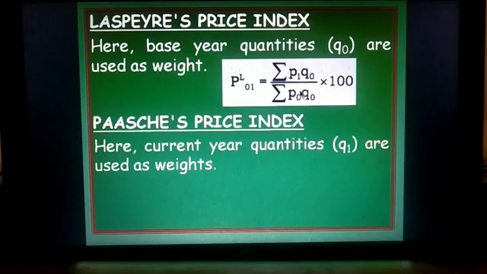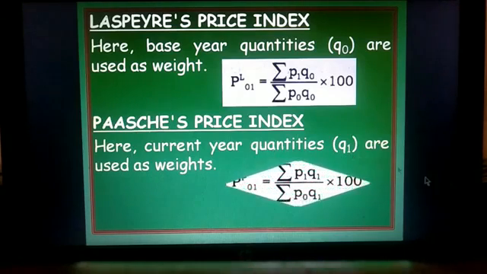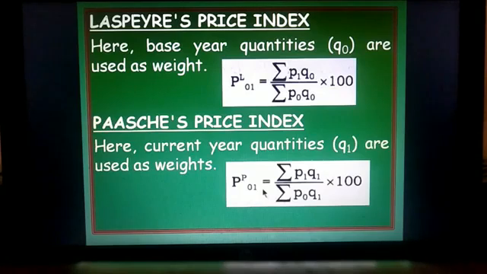Look at the cursor properly. Sum of P1 divided by sum of P0. This much will be as usual. Instead of Q0 and Q0, we will be writing Q1 and Q1 as the weight applied. And then later we will have the formula like this. P01 is the commonly used notation to write the price index number, and this P indicates it is the Paasche index number. Then sum of P1, sum of P0, this much, look at the cursor, is in the usual format, and this Q1 and Q1 are the weights applied. And as usual it is multiplied by 100 in order to express it as a percentage.